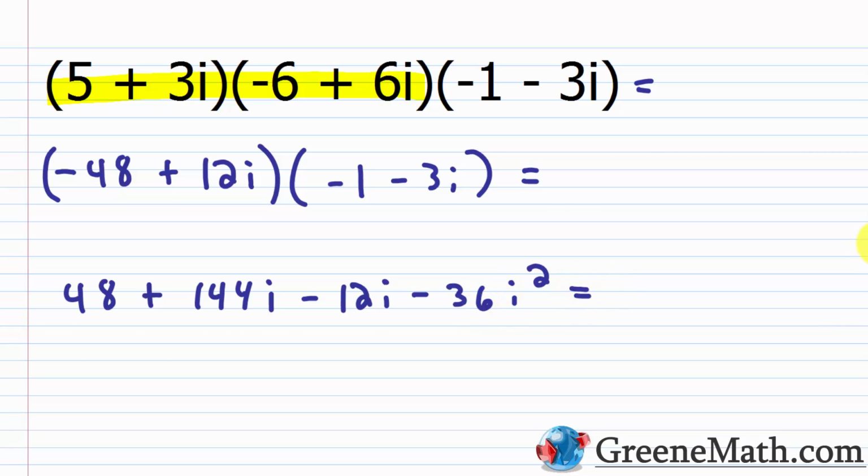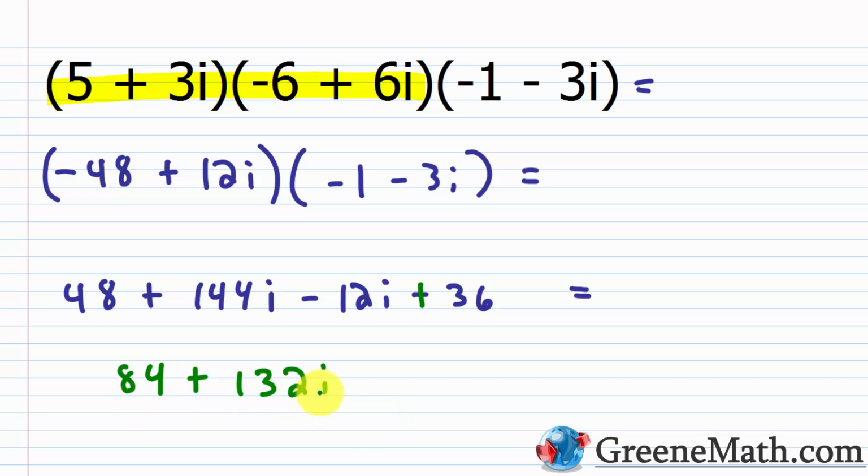All right, so let's wrap up the problem now and do some simplifying. We know that i squared is negative 1. So if I had a negative 1 times this negative here, this would become positive, okay? So 48 plus 36 is 84. So this is 84 plus 144i minus 12i, which is 132i. So again, our answer here in standard form is 84 plus 132i.